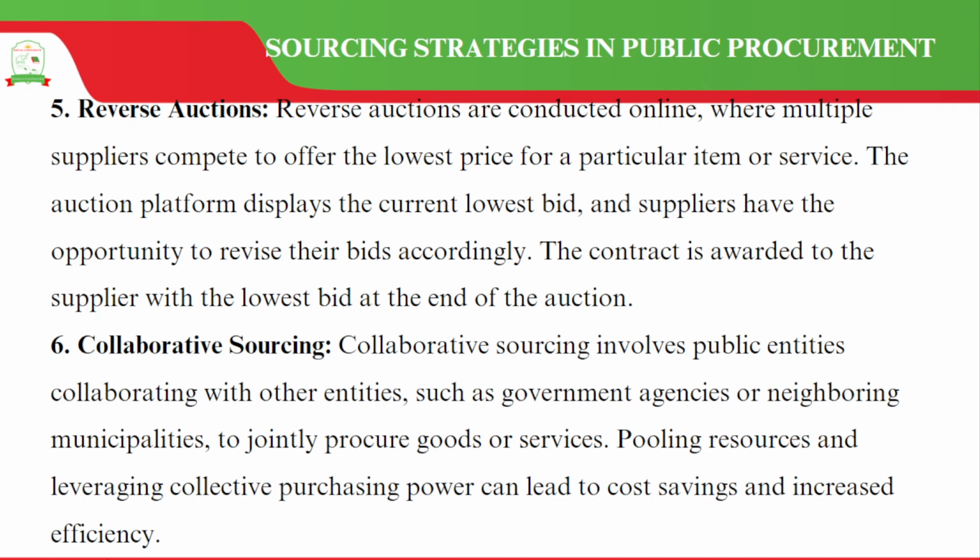We also have what is called reverse auctions. These kinds of auctions are conducted online, and we have multiple suppliers that compete to offer the lowest price. When we talk about auctioning, it is a pricing strategy where we rely on having the lowest bidder qualify to supply the products. So the auction platform displays the current lowest bidder, and the suppliers will always have an opportunity to bid, to revise the bids. So the contract most definitely will be awarded to the person who has bid the lowest amount.